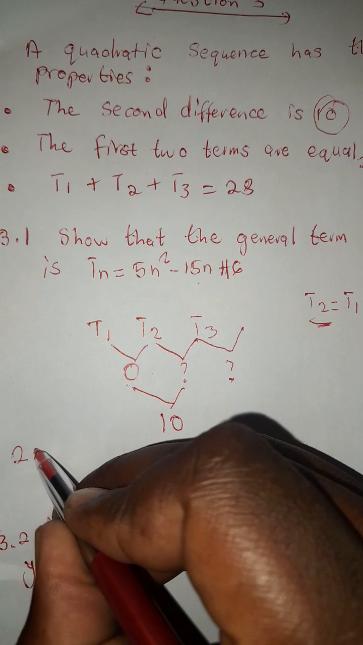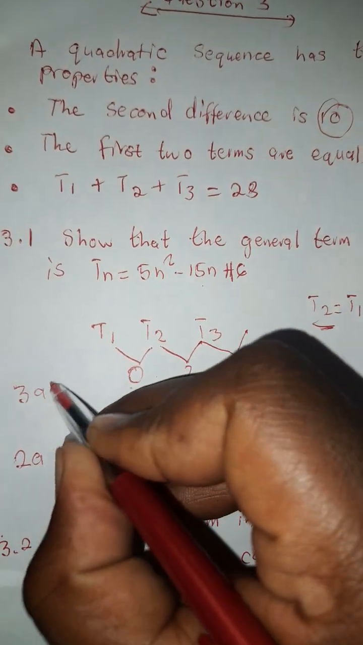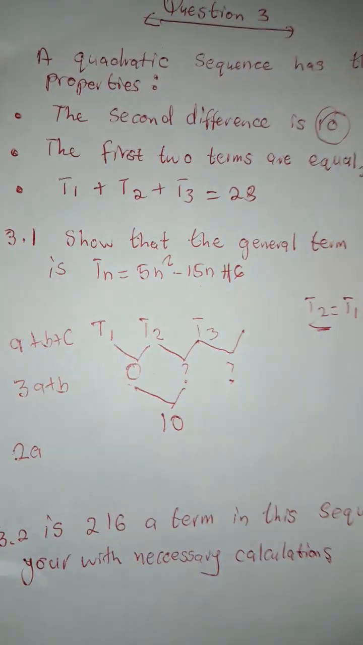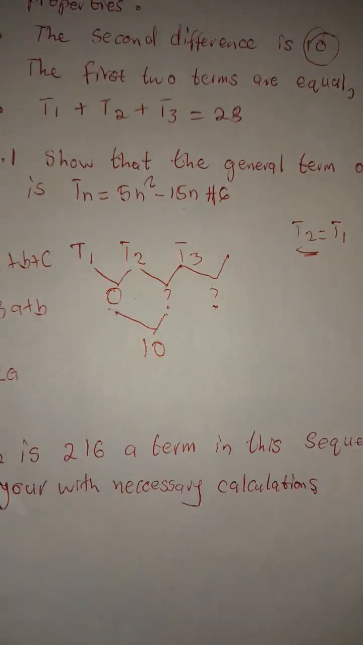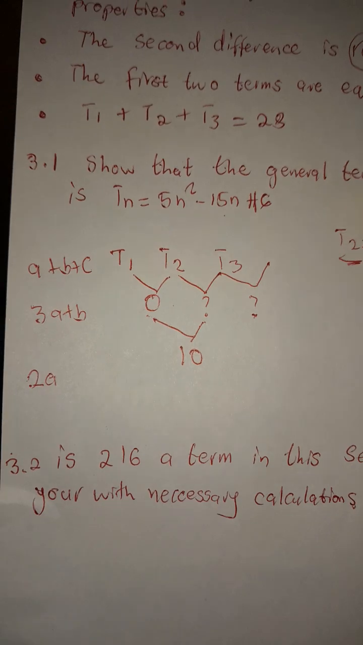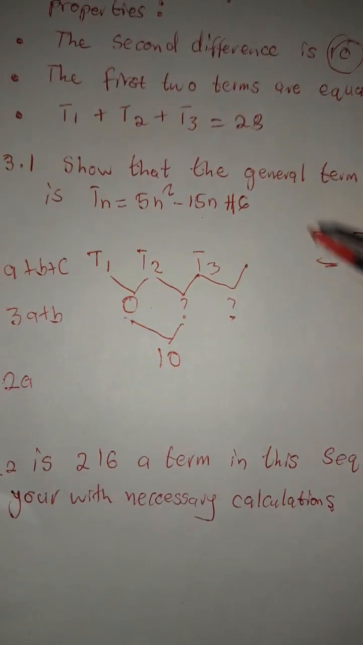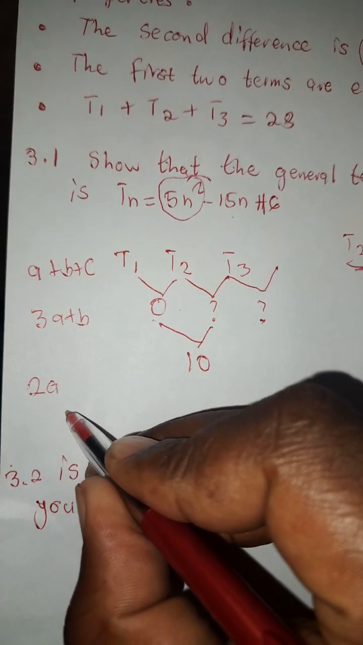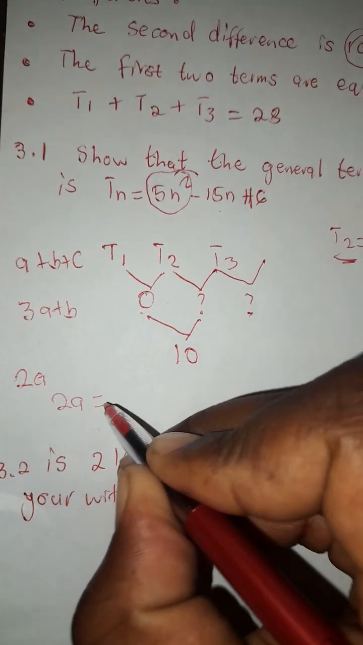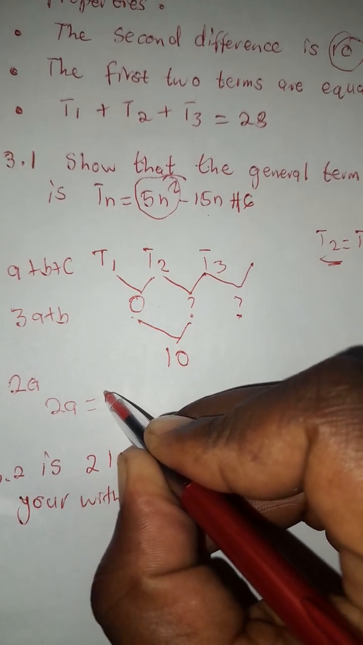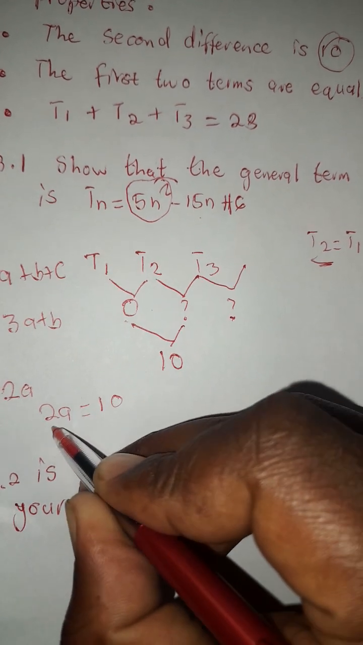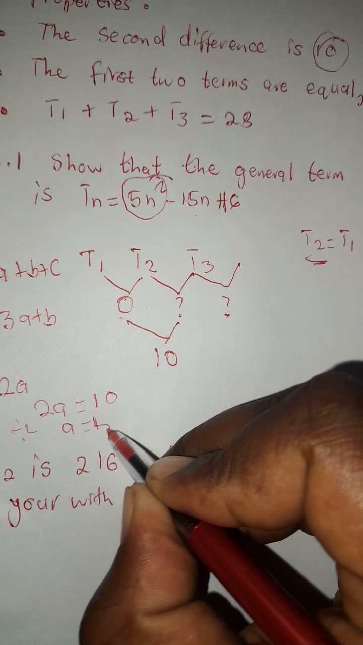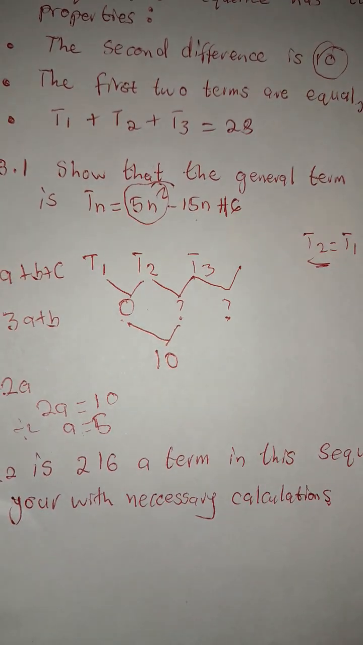So remember, the second difference is 2a, the first difference is 3a plus b, and the first term is a plus b plus c. That's great. What we need to do is find a. Remember that a is given as 5n squared. We can say 2a is equal to 10. When you divide both sides by 2, you are going to have a equal to 5. So already we have 5.